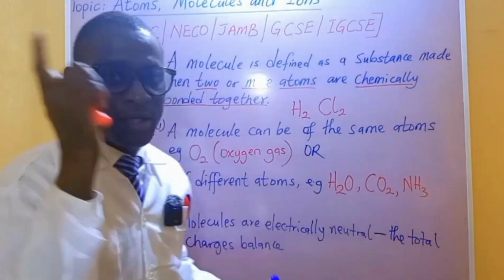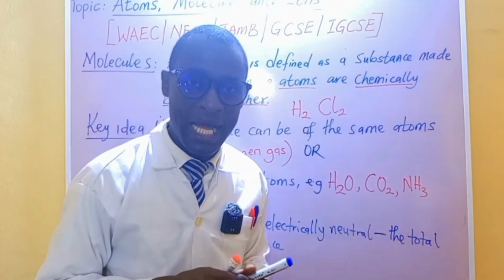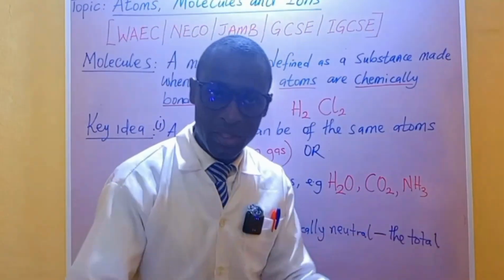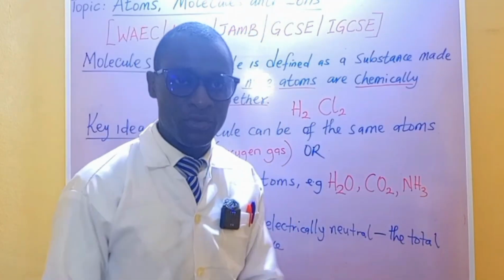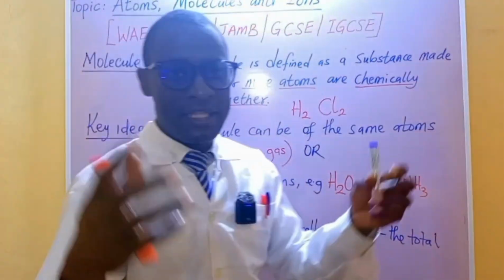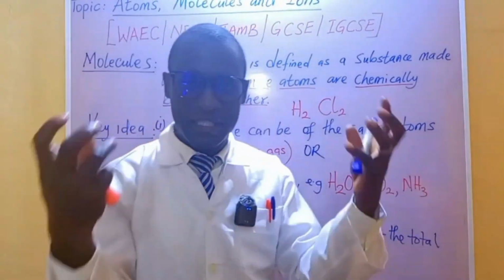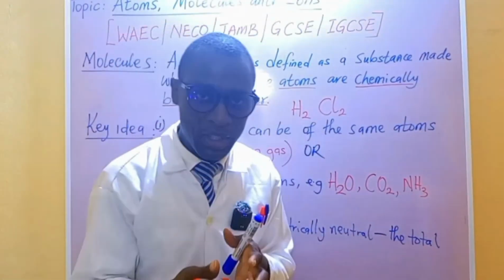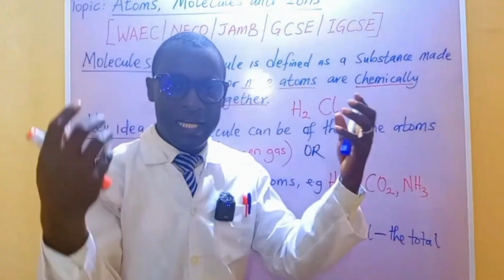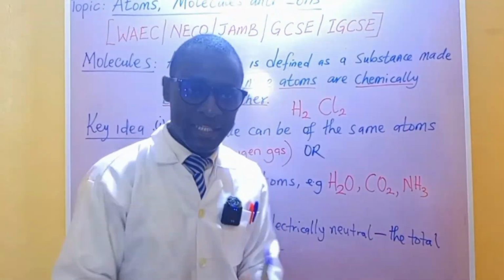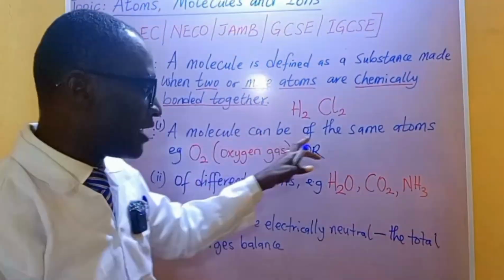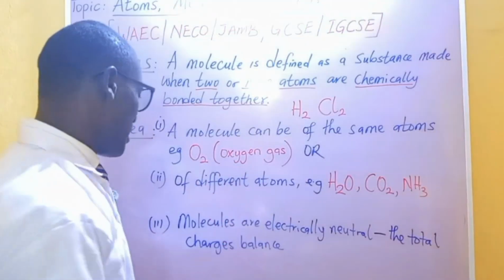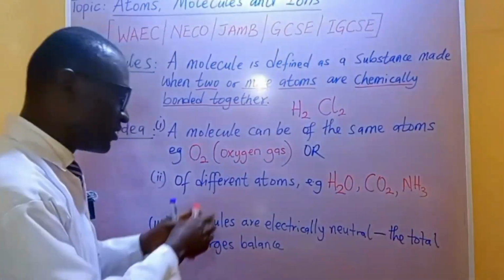A molecule. In our previous topic, we talked about atoms, and we gave examples: hydrogen, helium, oxygen, carbon, all the elements on the periodic table, they are made up of atoms. Now, when you take hydrogen and hydrogen again, and they combine together, they form H2, that's a molecule. If you take an oxygen atom and another oxygen atom, they combine together, they form a molecule. So a molecule can be of the same atoms, oxygen, oxygen, and then they form oxygen gas. Then they can also be made from different atoms.